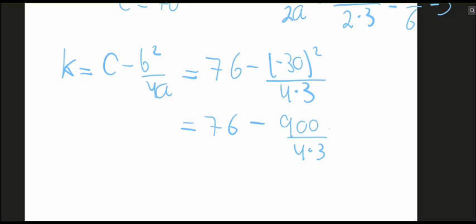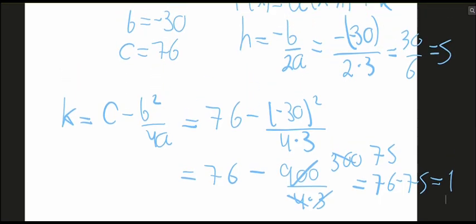If you actually do this with a calculator, you won't find something that disgusting on an exam, but it's not that disgusting actually. You can do this. 900 divided by 3 makes 300, and this divided by 4 is 75. So you have 76 minus 75 makes a 1. So your k is 1 and your h is in fact equal to 5.